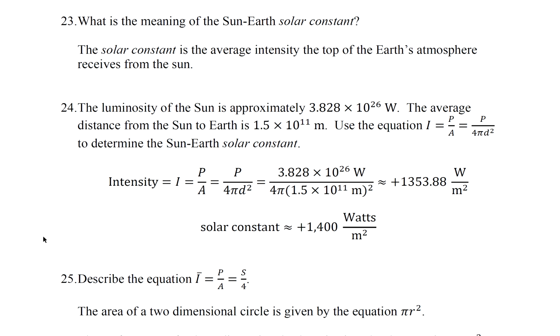Question 23. What is the meaning of the Sun-Earth solar constant? The solar constant is the average intensity the top of the Earth's atmosphere receives from the sun.